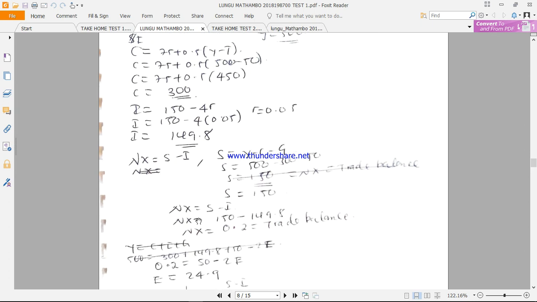Then how do we get the trade balance? Trade balance is the difference between what we export and what we import, and this is where Christopher's question was coming from: savings minus investment. Savings is 150, investment we just calculated as 149.8, so you get 0.2 as your trade balance. Are we together there?